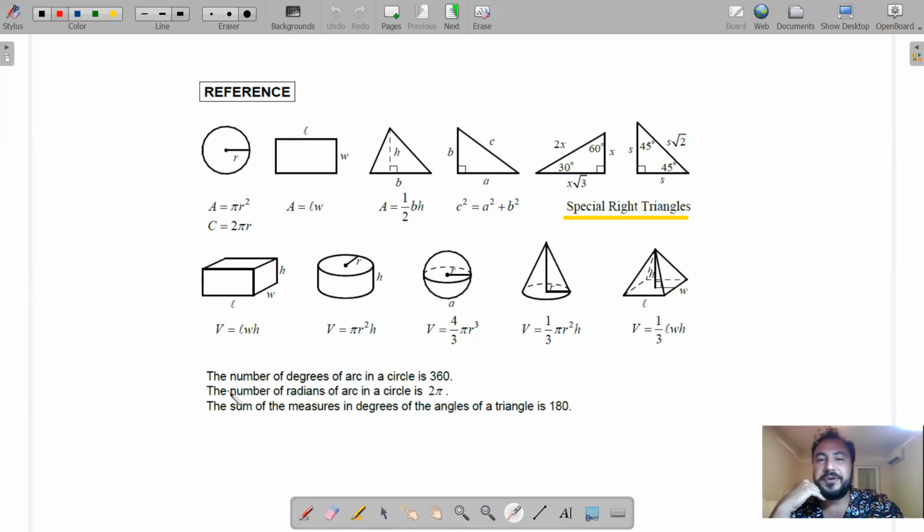The important part about what we're going to talk about now is the fact that the sum of the measures of the angles of a triangle is 180 degrees. So we're going to go over this soon. Most importantly, we see here two triangles. Those are called special right triangles. These are going to be keys to solve many geometrical questions, especially when we talk about triangles, but also when we talk about trigonometry in a future video, and circles.